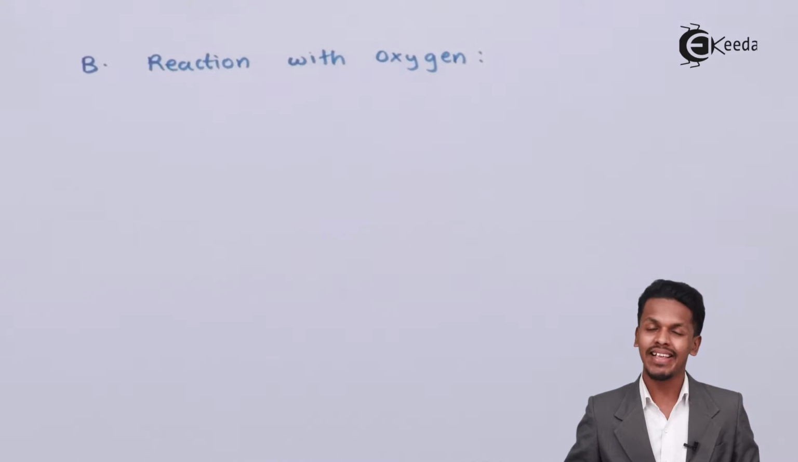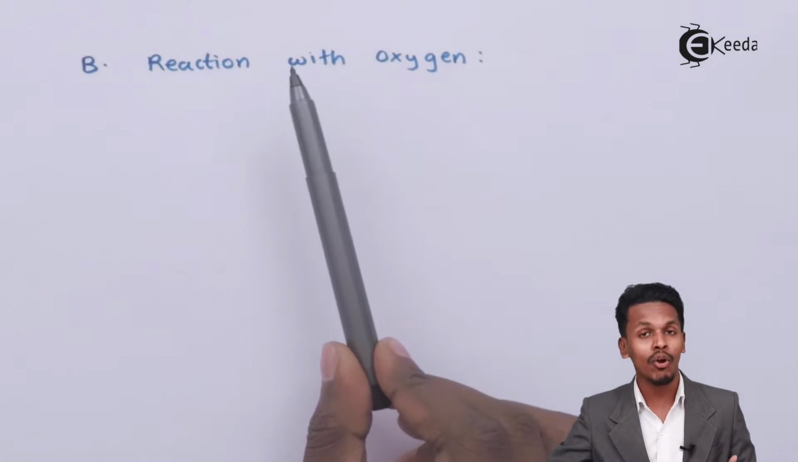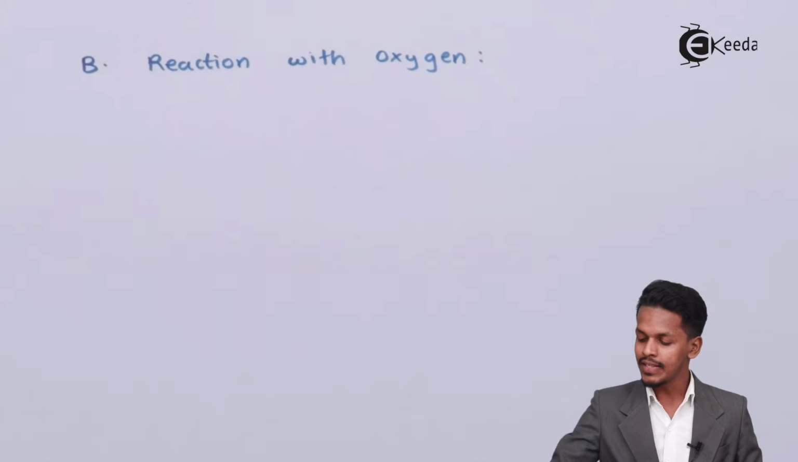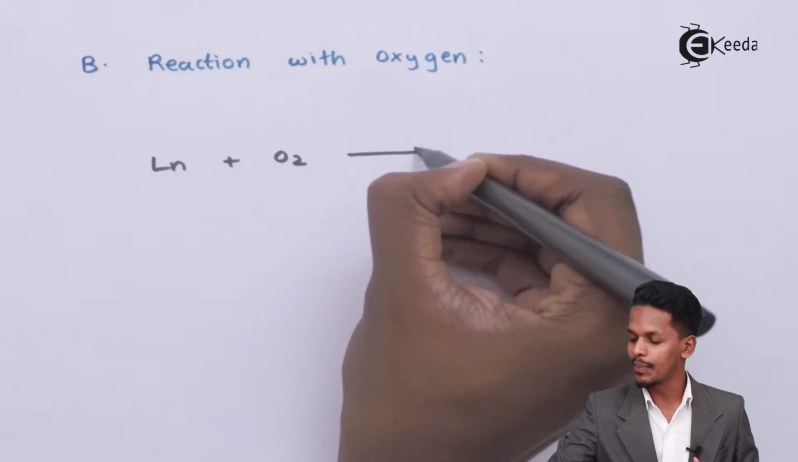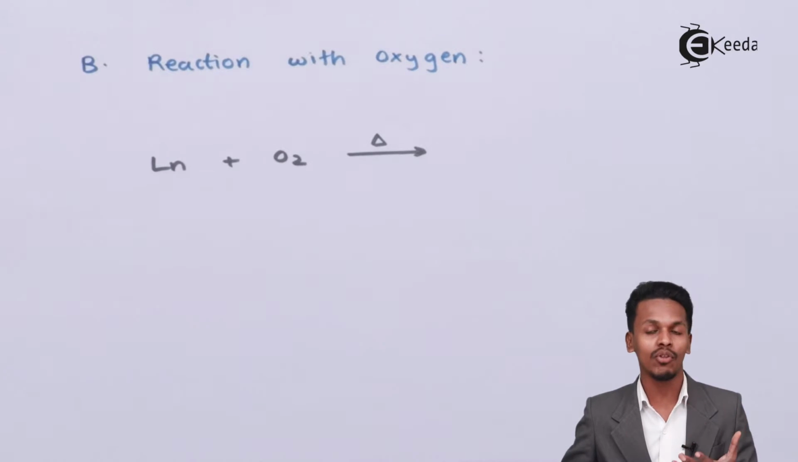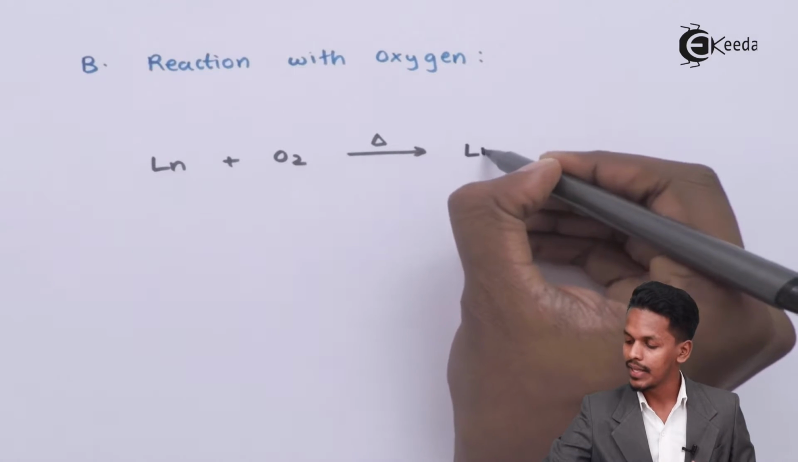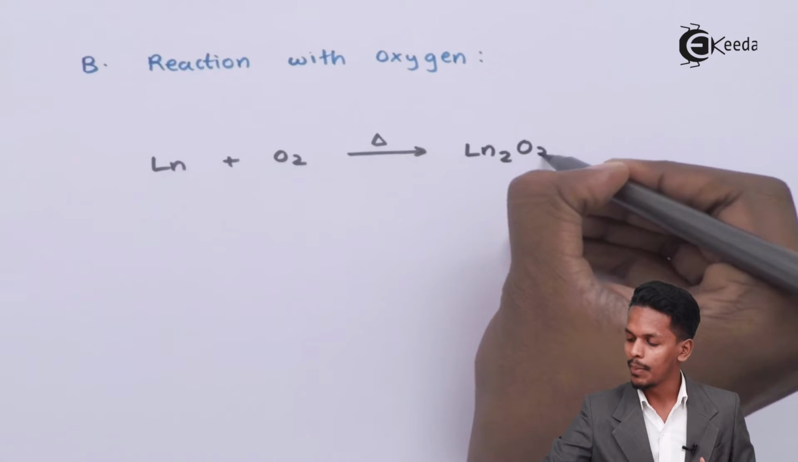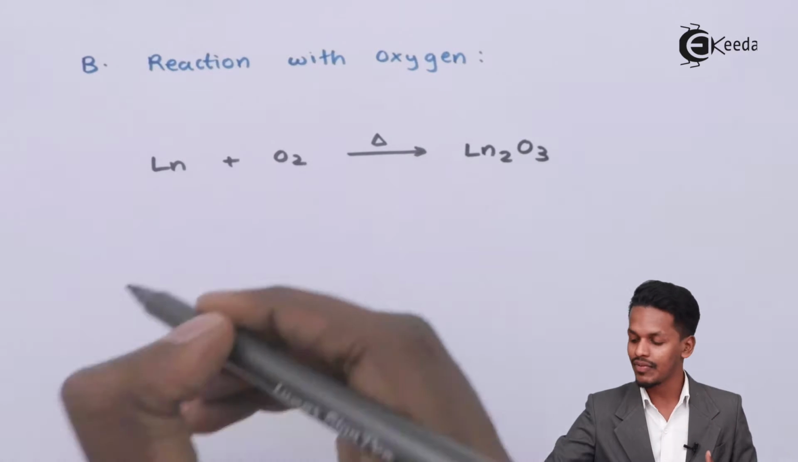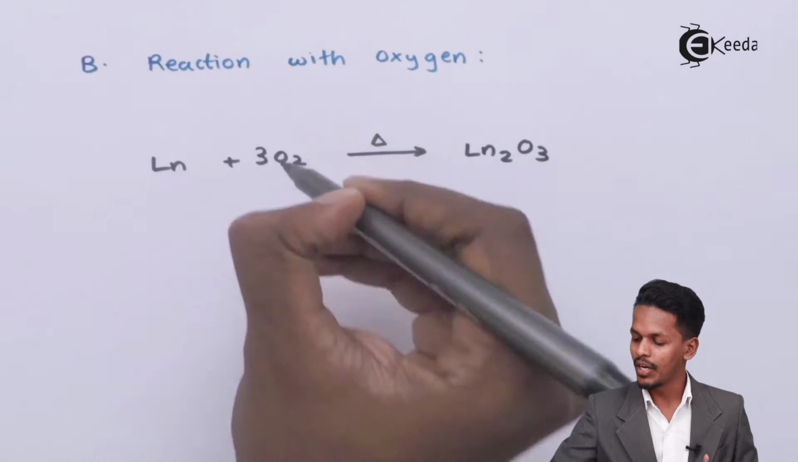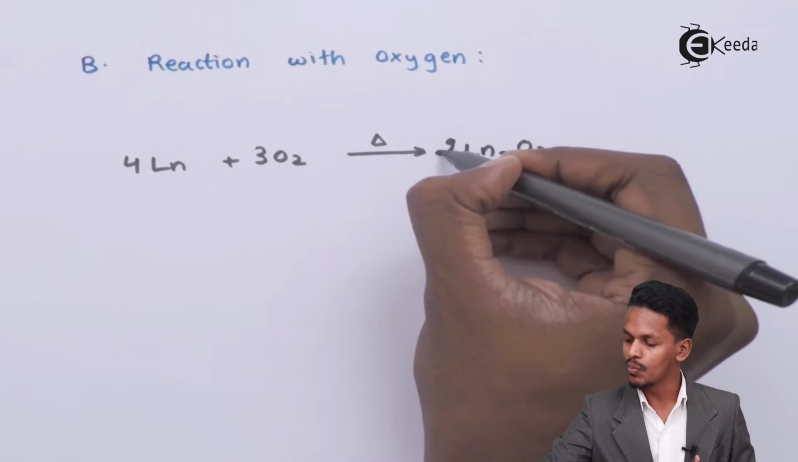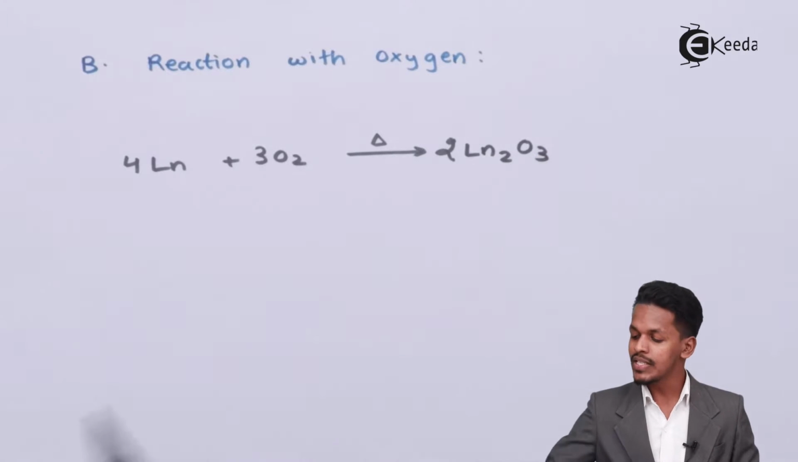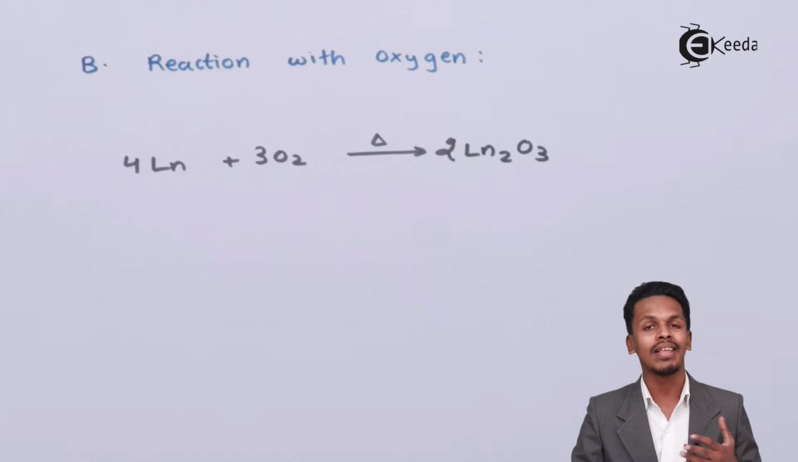Now let me talk about the next reaction, that is the reaction of lanthanoids with oxygen. Lanthanoids react with oxygen, at a particular temperature, to obtain lanthanoid oxide, that is Ln2O3. But for that we have to balance the reaction, so we balance it by multiplying Ln by 4 and oxygen by 3, to write 2 moles of Ln2O3. This is the product we have got, and this is known as lanthanide oxide.